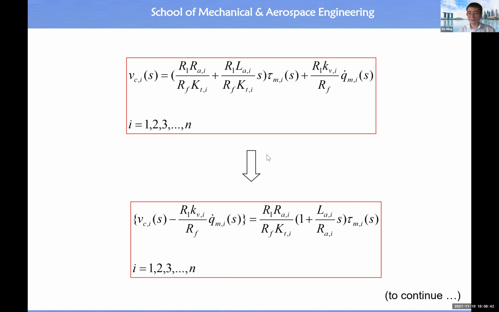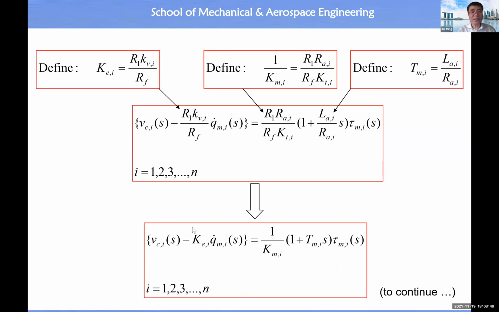All right. So then we shift this to here. Then we have this. Now we define a simple coefficient, because if we write this complex coefficient, then we waste our time. Okay. So we name this as Ke. We name this as 1 over Km. We name this as Tm. Okay. Then we have this simple expression.